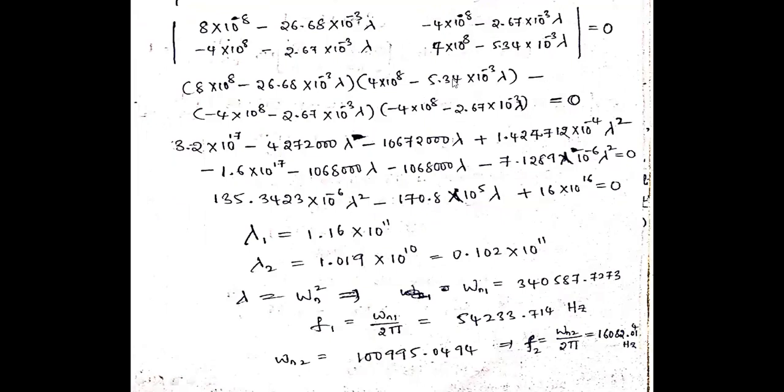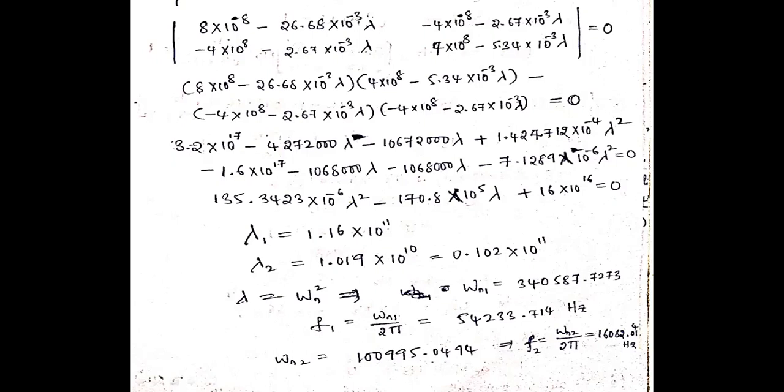So if you apply that formula, you'll get the below one. From this, it is possible to find the lambda values, lambda 1 as well as lambda 2. Lambda 1 from the equation is equal to 1.16 into 10 power 11, and lambda 2 is equal to 1.019 into 10 power 10, or otherwise we can write this as 0.102 into 10 power 11. So these are the lambda values, lambda 1 and lambda 2. These are called eigenvalues for the given problem.